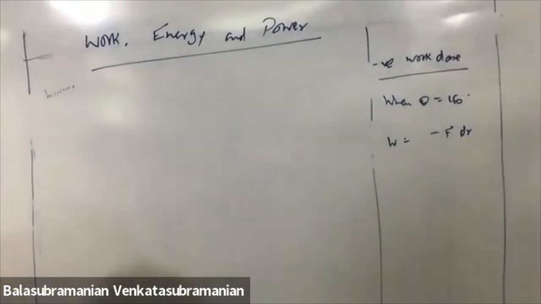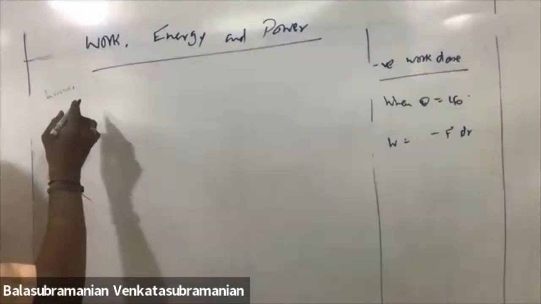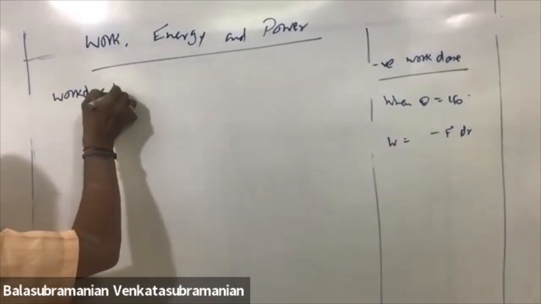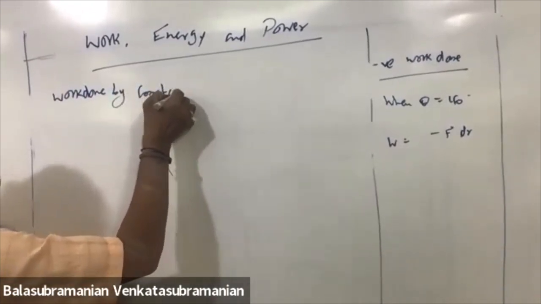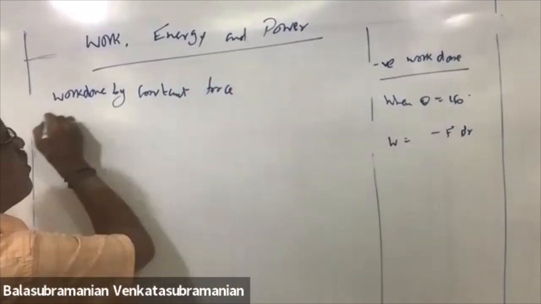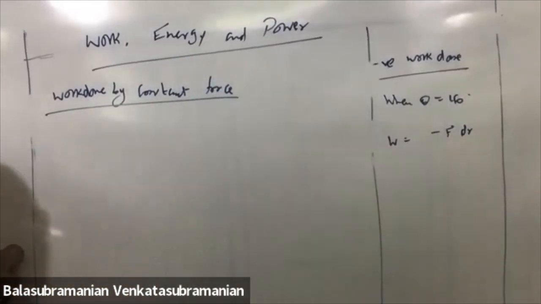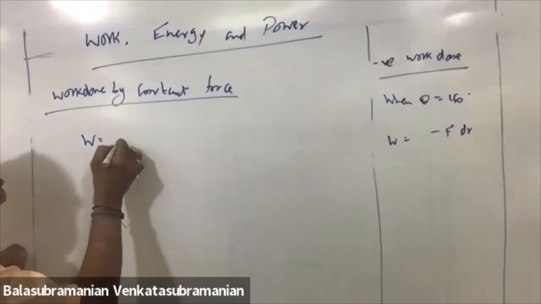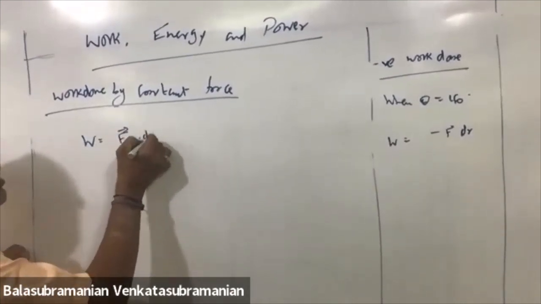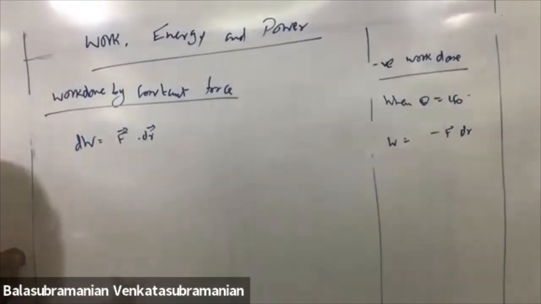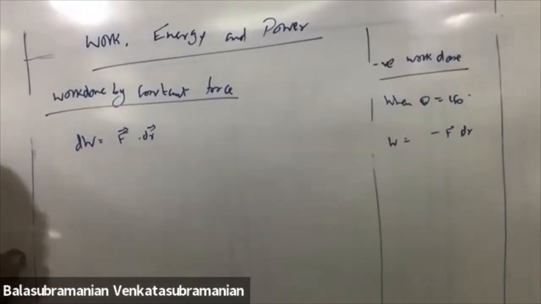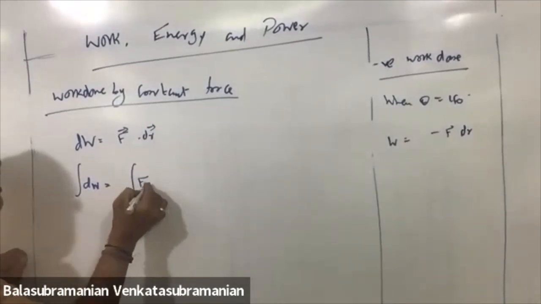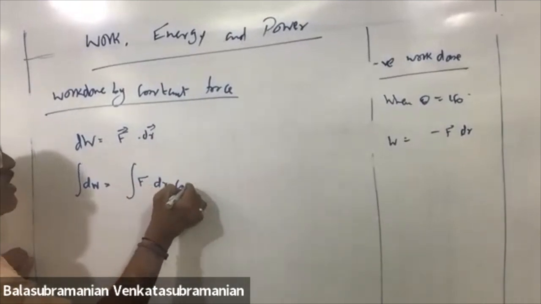Work done by constant force. What is the formula for work done here? W is equal to F vector dot dr vector. Suppose the work done is small work done dw. Then I can say integral dw is equal to integral F dr cos theta.